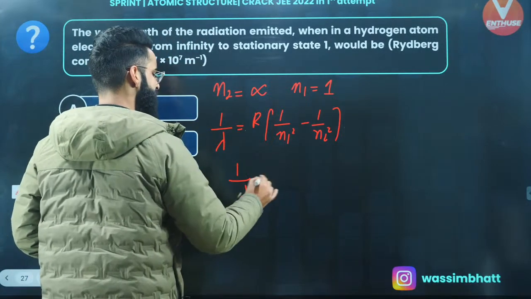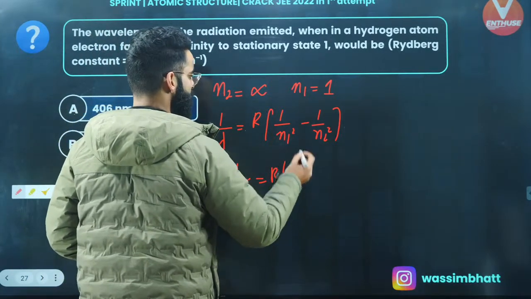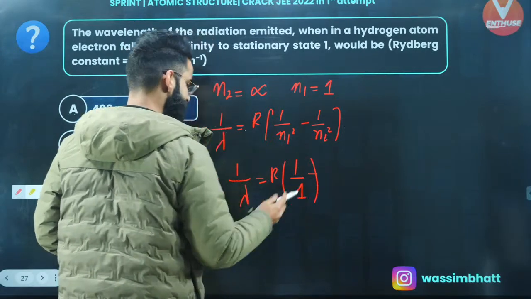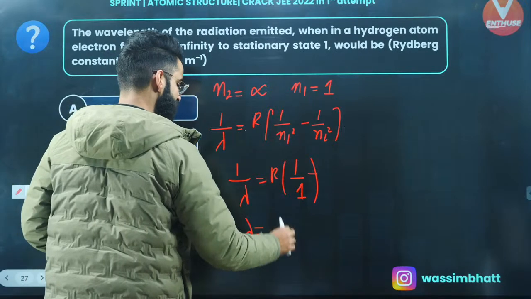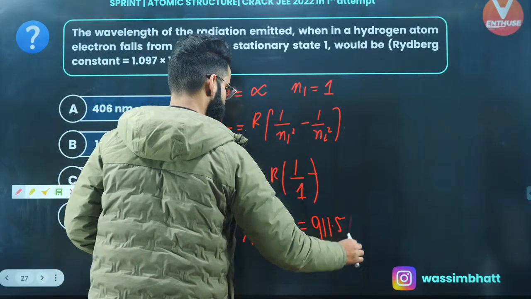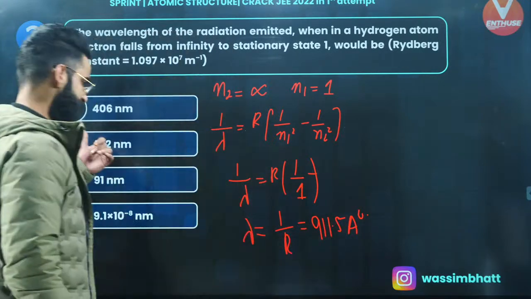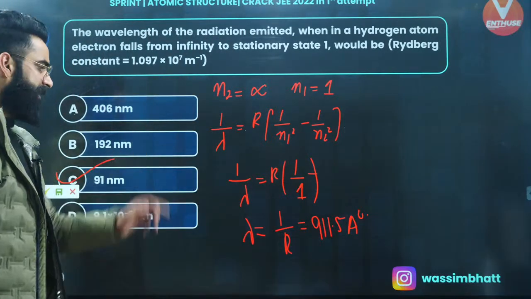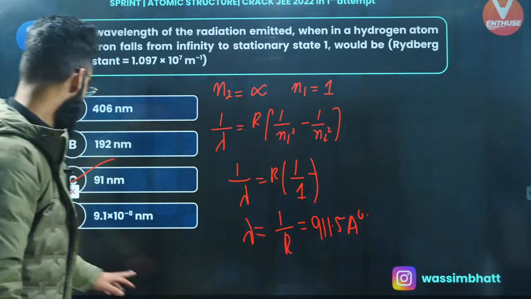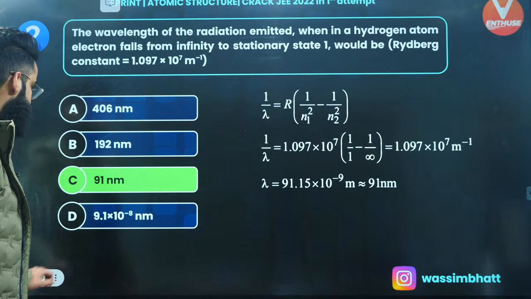So it's going to be 1 divided by lambda is equal to R. 1 upon n1 squared, that's going to be 1 upon 1, minus 1 upon infinity, which is going to be 0. So nothing to do with that. If I take the reciprocal, lambda is going to be 1 divided by R. And do remember from now onwards, 1 divided by R is equal to 911.5 angstroms. But the answer is given in nanometers, so it will come out to be 91 nanometers. 91 nanometers is going to be the final answer of the question. So it's option C, which is going to be the correct answer.